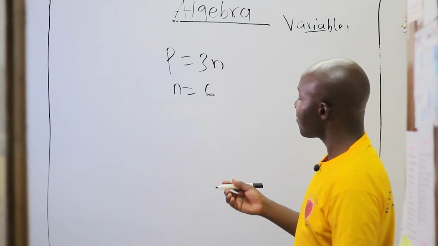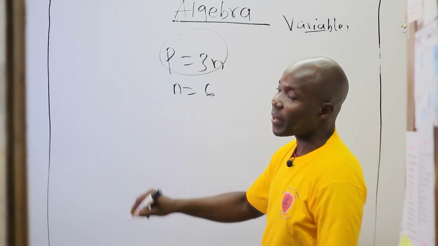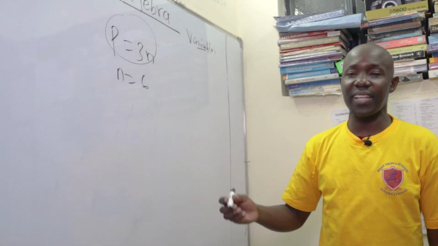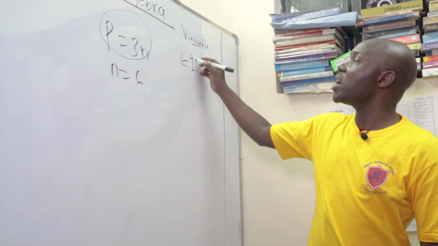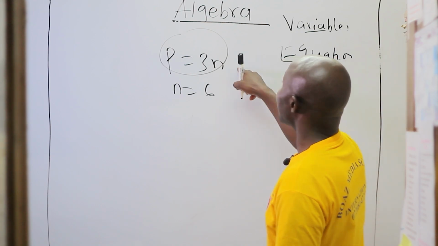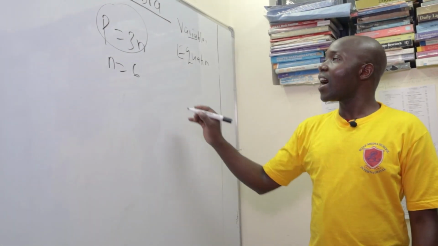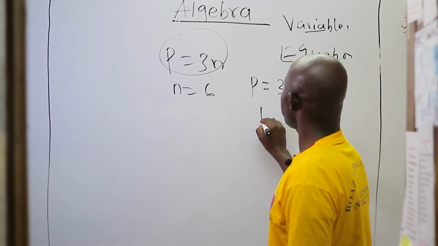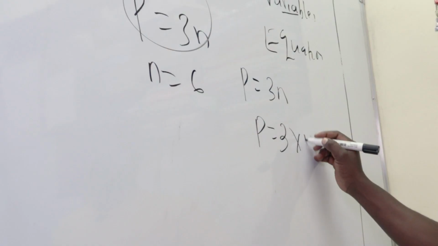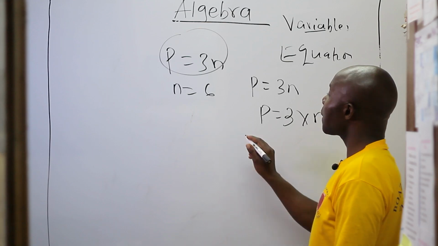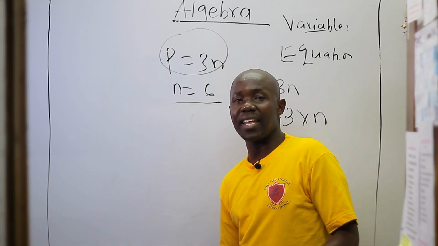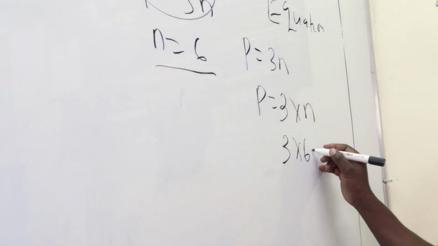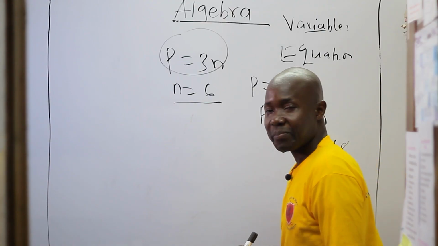But it's very simple. First of all, they have to interpret this. Whenever you have an equal sign, we call it an equation. So p equals 3n simply means p is 3 times n. We simply replace the value of n that is there. Here we have been given 6, so we say 3 times 6, which gives 18.